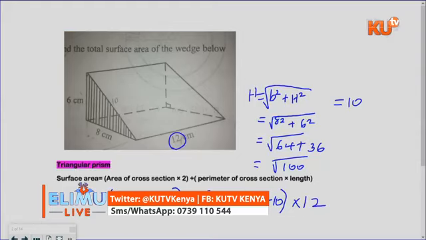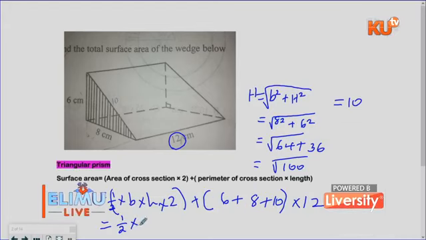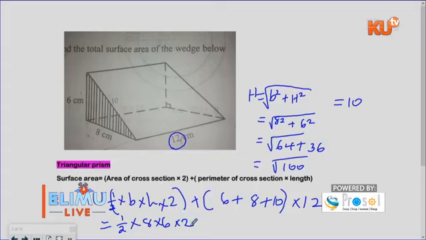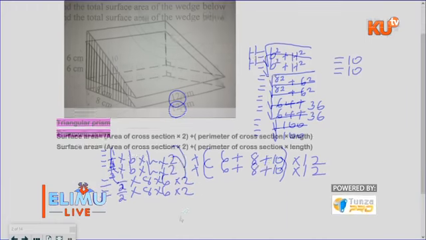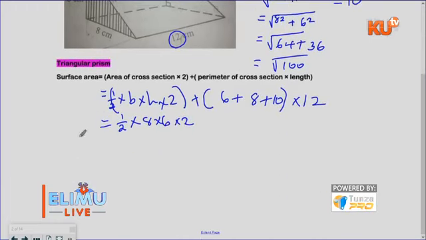So what do we have here? Let's find the area of the triangle. So we have a half times, what is the base of our triangle? 8 times 6, and then times 2. Okay, all right. So this is equivalent to: cancel 2 goes here 1, 2 goes here 4.